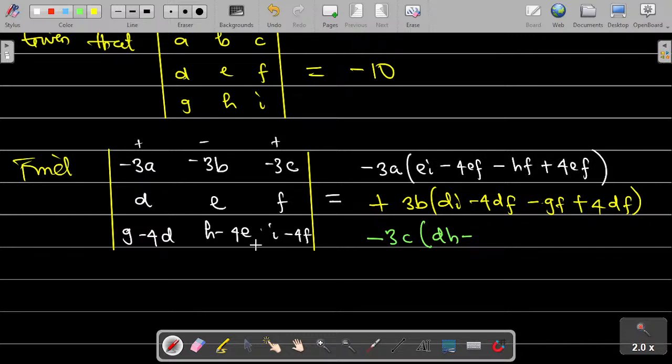Okay, so this will multiply minus 4e to give us minus 4de. Okay, and then minus, so minus e times this will be minus ge, and minus e times this will be minus plus 4de. All right, so we are done with that.